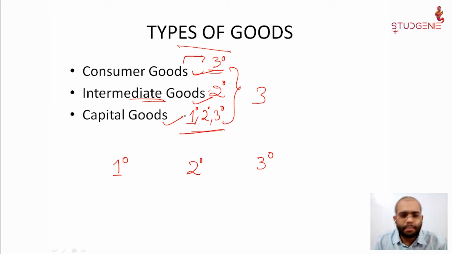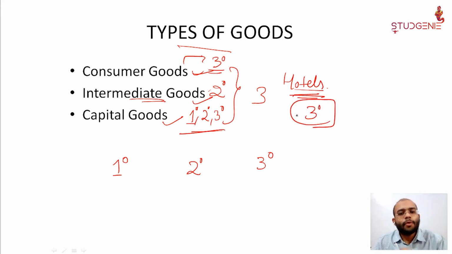Let me give you an example. The hospitality industry means your hotels and your tourism. Mostly we will consider hotels. You go to a restaurant and have your dinner or your lunch there, right? What is a restaurant? It is a tertiary sector. It provides service to you. The food which is served to you is directly consumed by you. Food is a tangible good which you consume.